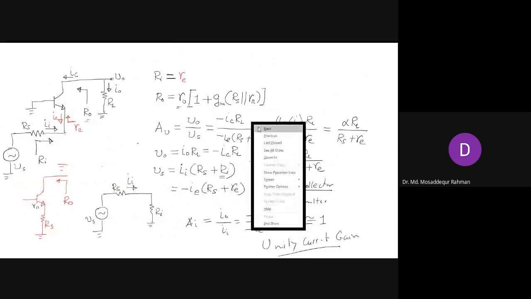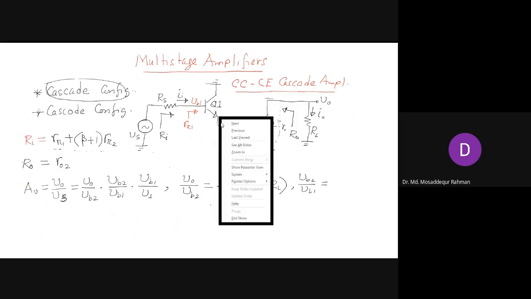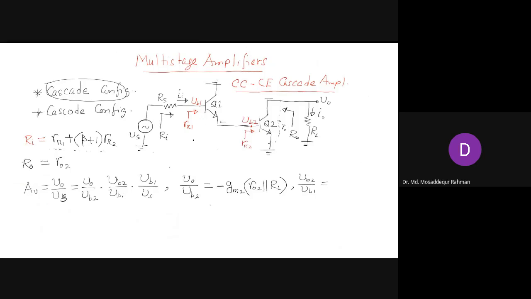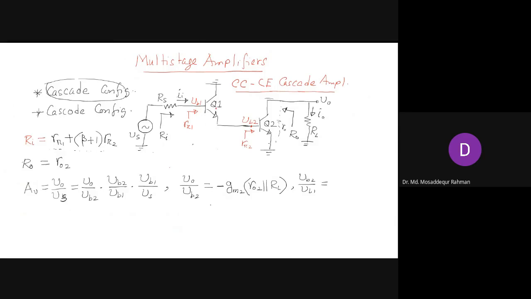So we are here, right? We have R by 2 on the emitter side of Q1. If you look into the emitter, what do you see? Looking into the emitter of Q1, RE. Right, the small RE, RE1.